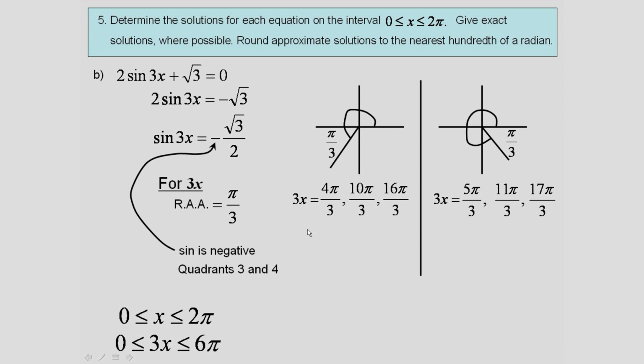How do we get the answers for x, the values of x? We just need to divide all these by 3. 4 pi over 3 divided by 3 would be 4 pi over 9. Divide by 3 here, we get 10 pi over 9. No surprises here, folks. They're all just over 9 now. No big deal. 6 possible answers here for x.